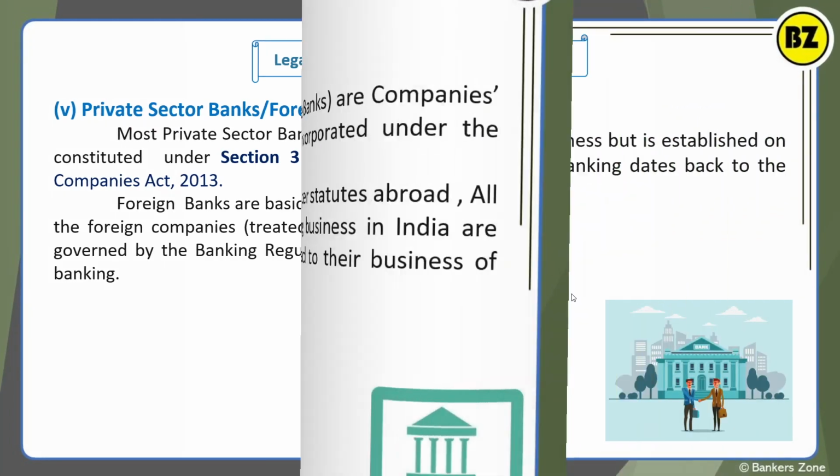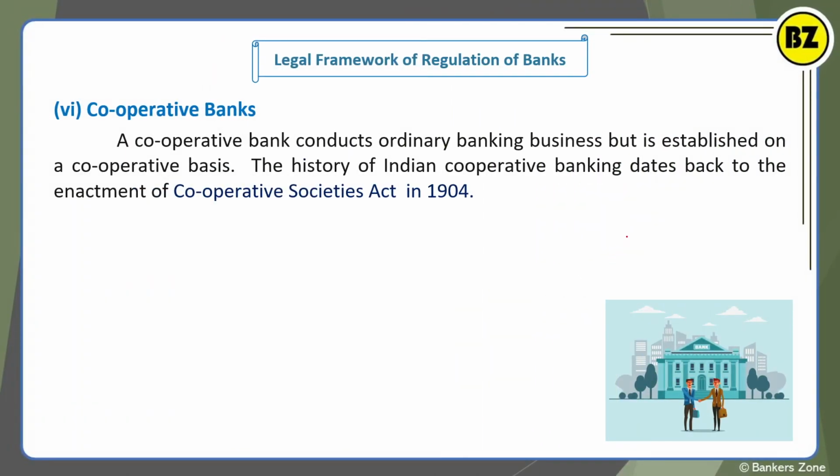Okay, now further, cooperative banks. What do you mean by cooperative? Simply, the cooperative banks conduct ordinary banking business but are established on a cooperative basis. What do you mean by cooperative? It means some people come together, say 10 people came together. They contributed their own funds and started the cooperative bank. The history of Indian cooperative banking dates back to the enactment of the Cooperative Societies Act 1904.